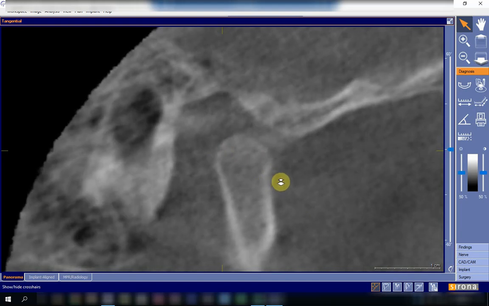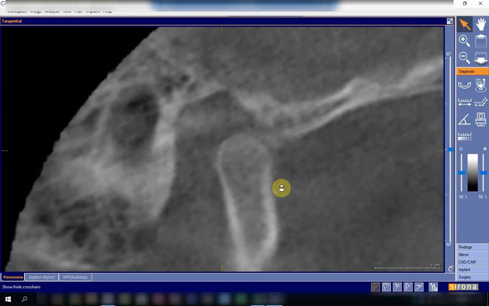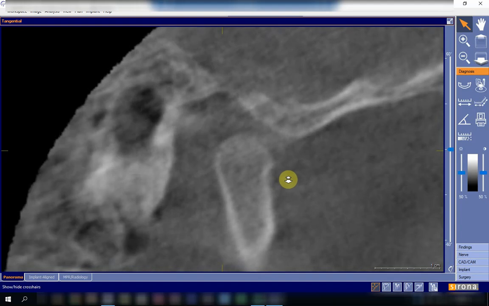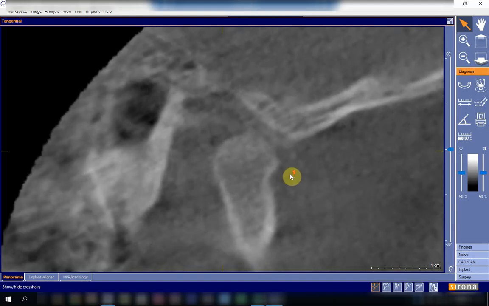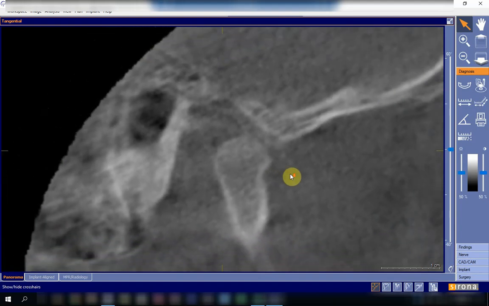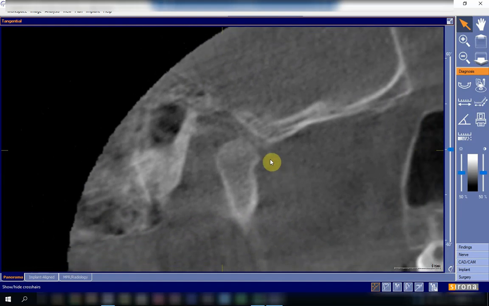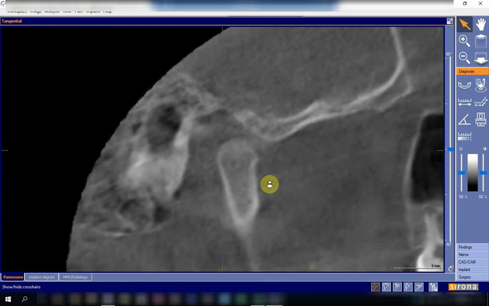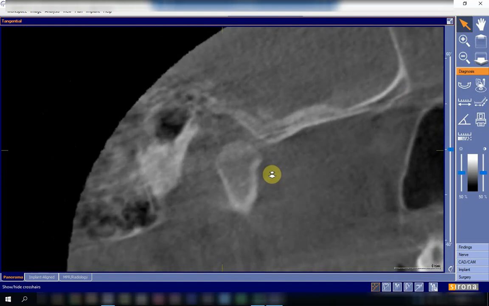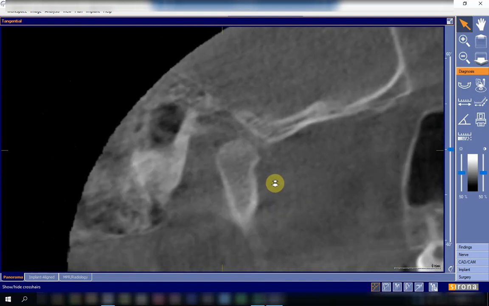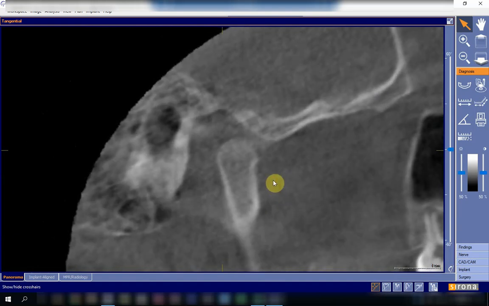So again, see this line, it is continuous. I will just go over here. See this line? So it is a continuity. Again, let us go back to the surface integrity. This condyle seems to be in a good condition. Okay, I mean here there is no pitting, no flattening, or erosion, no osteophyte formation. After you're done with this, you will have a look at the articular surface of the temporal bone.